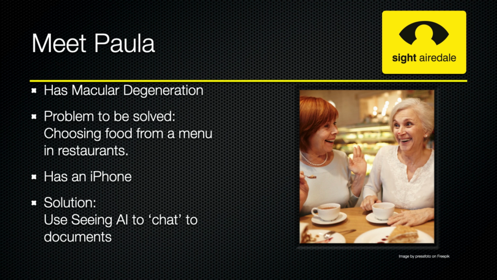Meet Paula. Paula has macular degeneration and enjoys going out for meals with her friends. However, she finds it frustrating having to ask her friends to read the menu to her. She's tried to use a text-to-speech app on her phone before to read out menus, but the amount of information that comes back is too confusing. Often, to avoid having to ask people, she tends to order the same thing, which is getting rather boring.